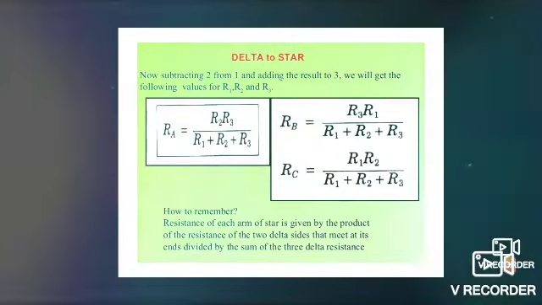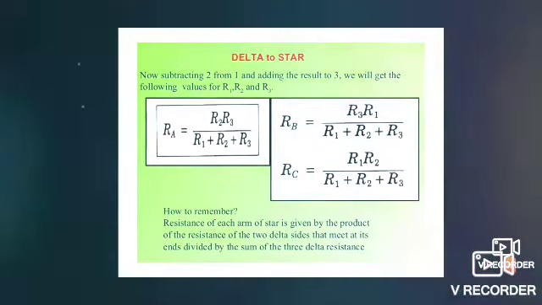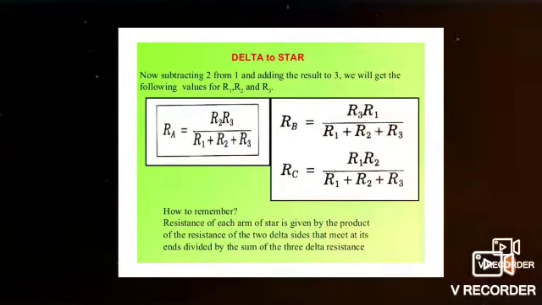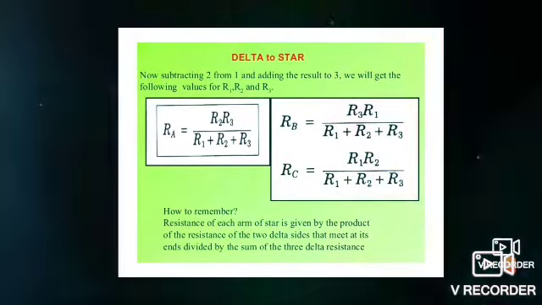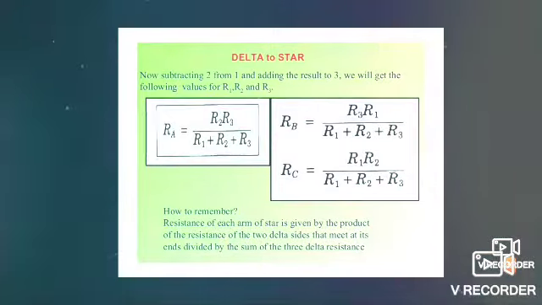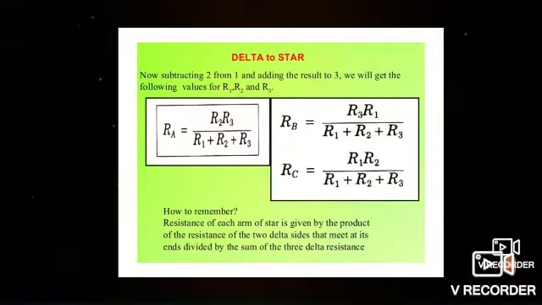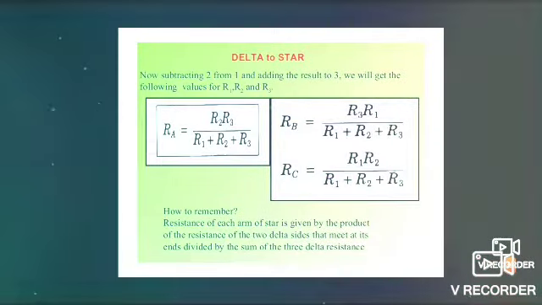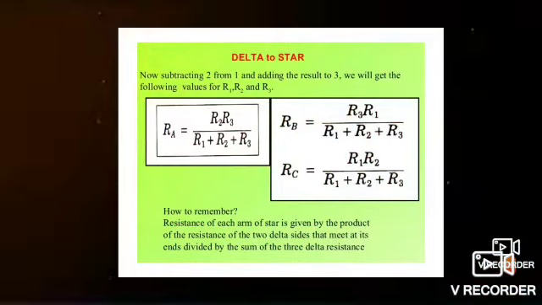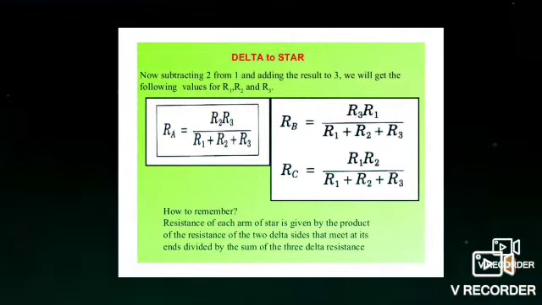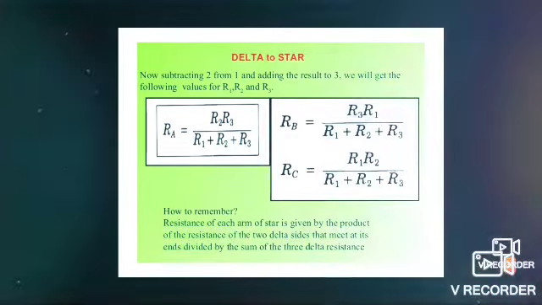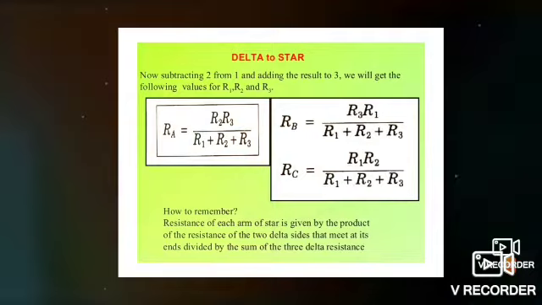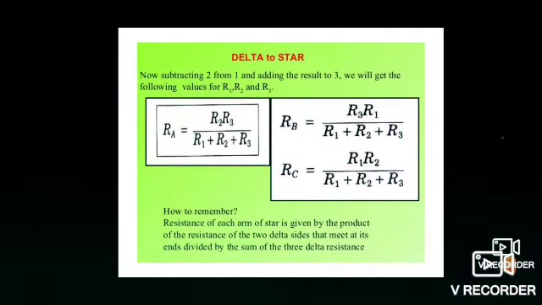How to remember this formula? For delta to star, the resistance of each arm of the star is given by the product of the resistances of the two delta sides that meet at its end, divided by the sum of the 3 delta resistances.